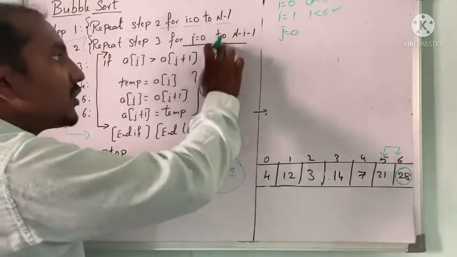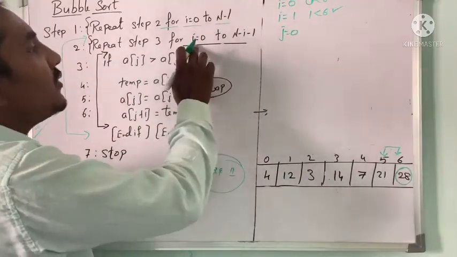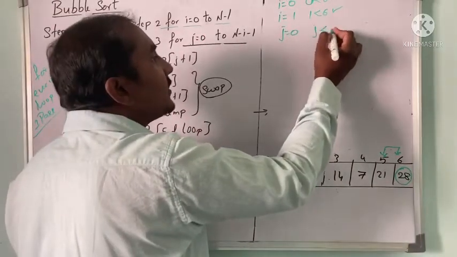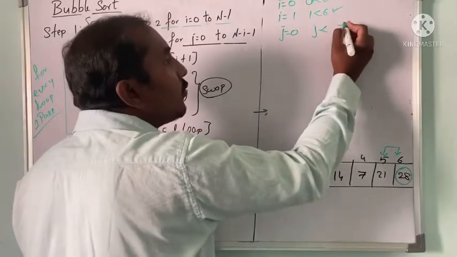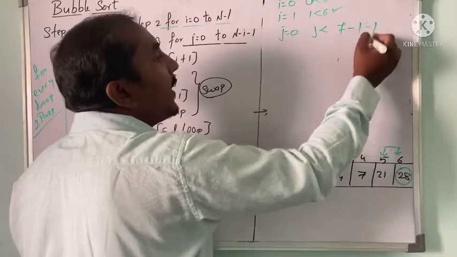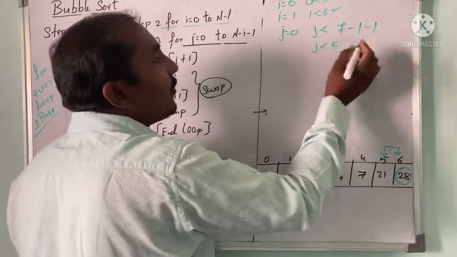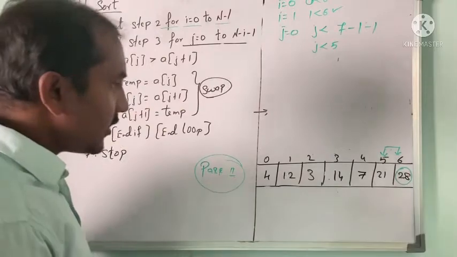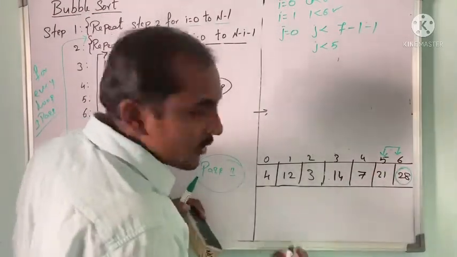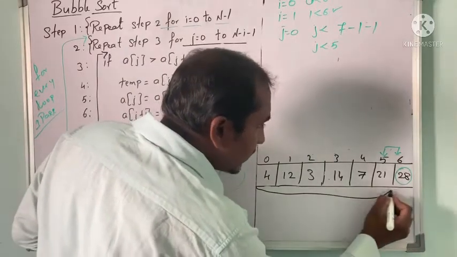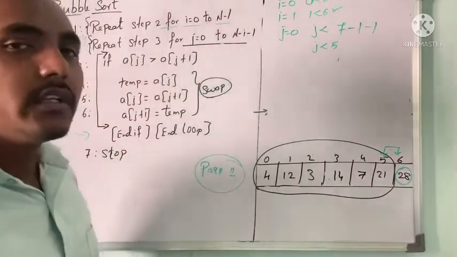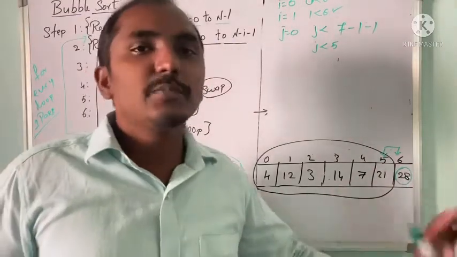Once this is true, it will come to the second step. In the second step, we initialize j to 0, and j is less than, until where it is reaching. The n value was 7, the number of elements was 7, so 7 minus i value, which is 1, minus 1, that is nothing but j will be now 5. In the sense, previously we were comparing till 6. Now we will be comparing only these elements till 5. We are going to ignore the last element. Why? Because the largest element has been placed in its position.